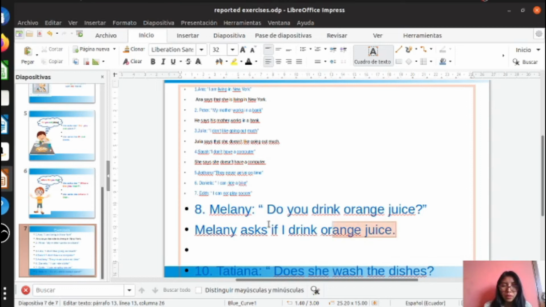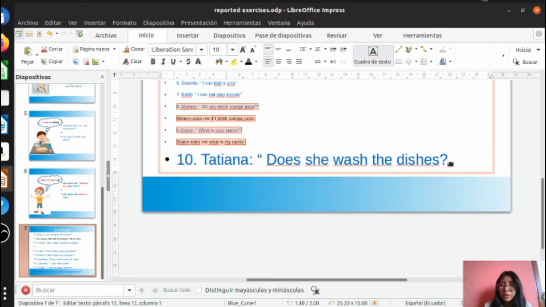Okay, I am going to change the color. And we are going to do the last exercise. Tatiana, does she wash the dishes? I am going to report. She asks me. In this case, that is a yes/no question, so I am going to use if.